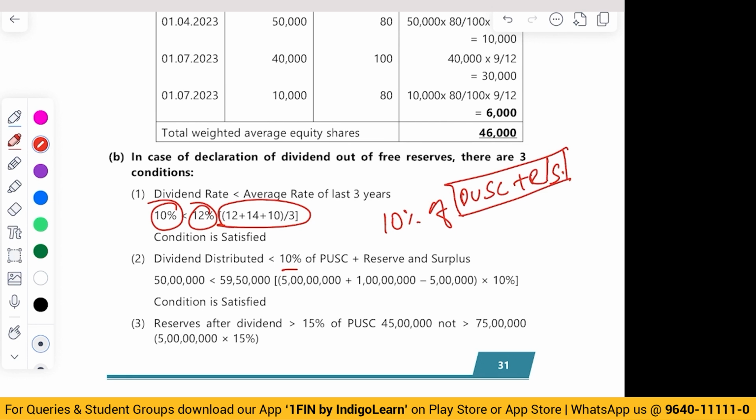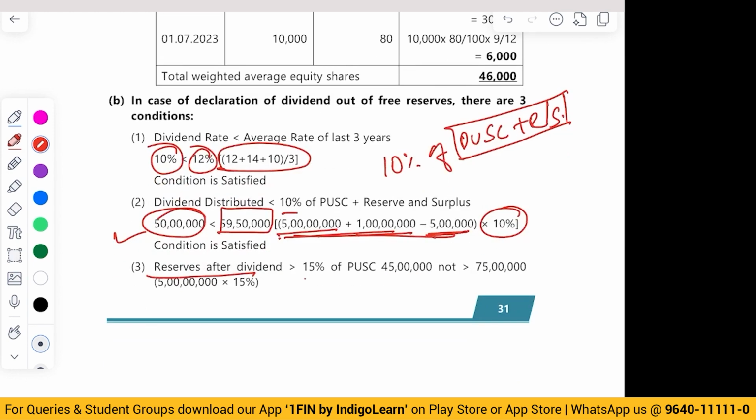So, paid up share capital is 5 crores. Your reserves and surplus is 1 crore in the question and 5 lakh is the loss. So, after setting off all of this, what is the balance left? Into 10% if you do, you get 59 lakhs 50,000. You need only 50 lakhs. So, this condition is also satisfied.